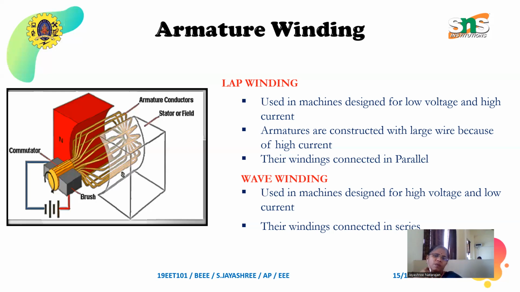The second one is wave winding. The winding is like a wave. How does a wave move? It keeps moving like that. It moves like a wave, wound across diagonally opposite poles. So that is a wave winding. So there are two types of winding: the first one is lap winding, the second one is wave winding.